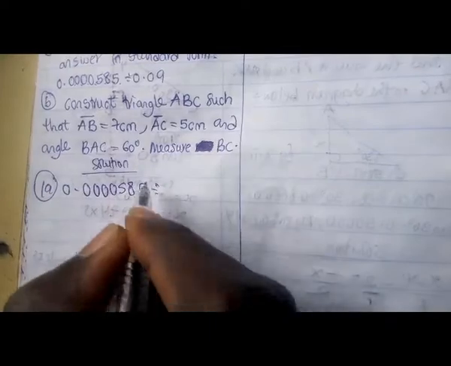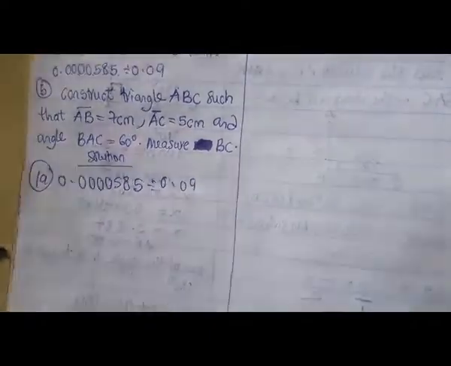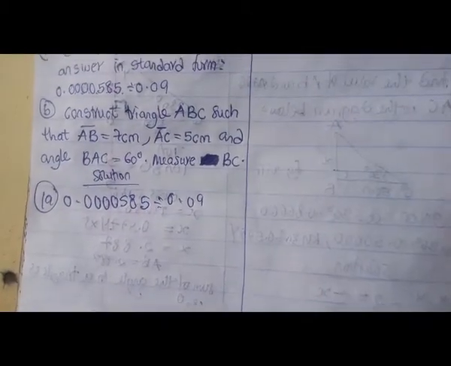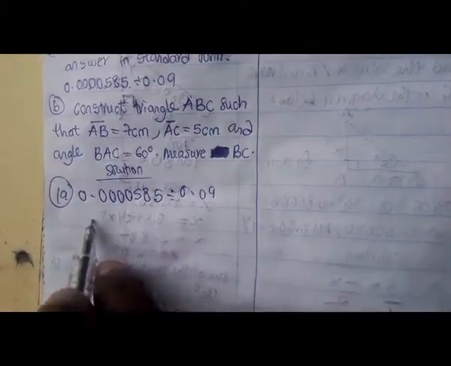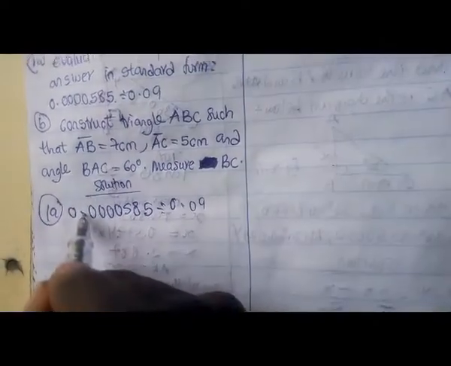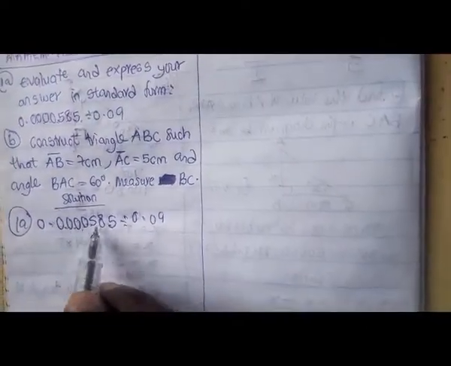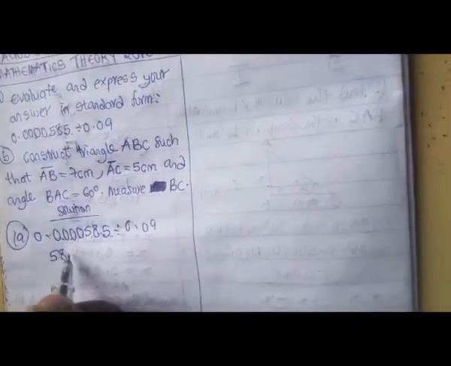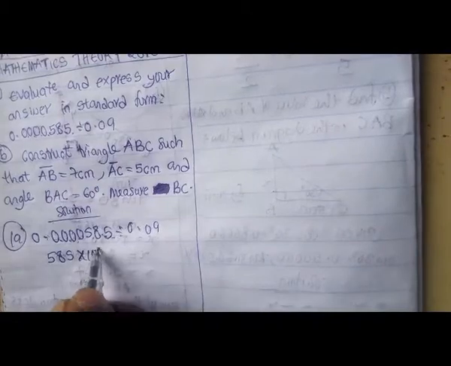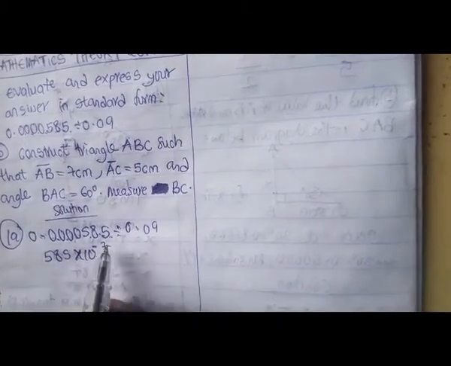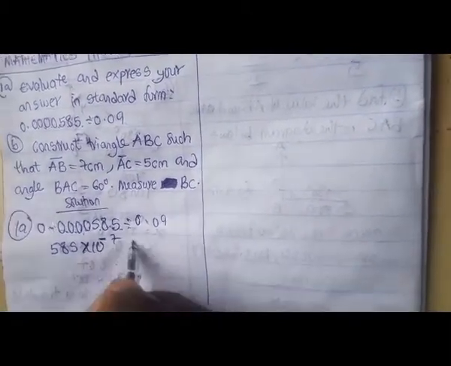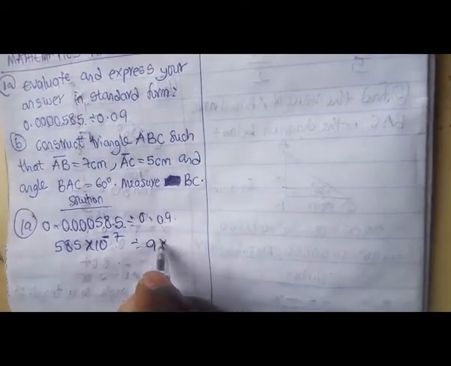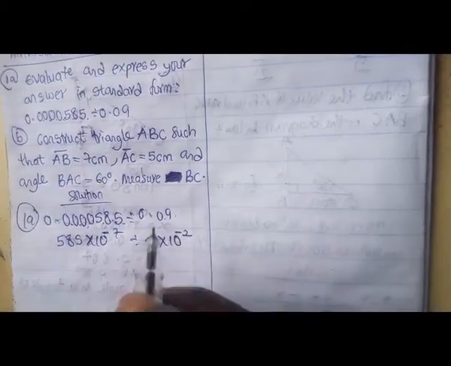0.0000585 divided by 0.09. To do this, first convert these numbers to standard form. You move the point 1, 2, 3, 4, 5, 6, 7. I've moved the dot to the front, so you get 585 times 10 raised to power minus 7, since I moved it to the front. Divided by, let's move this one to 1, 2, 9 times 10 raised to power minus 2.